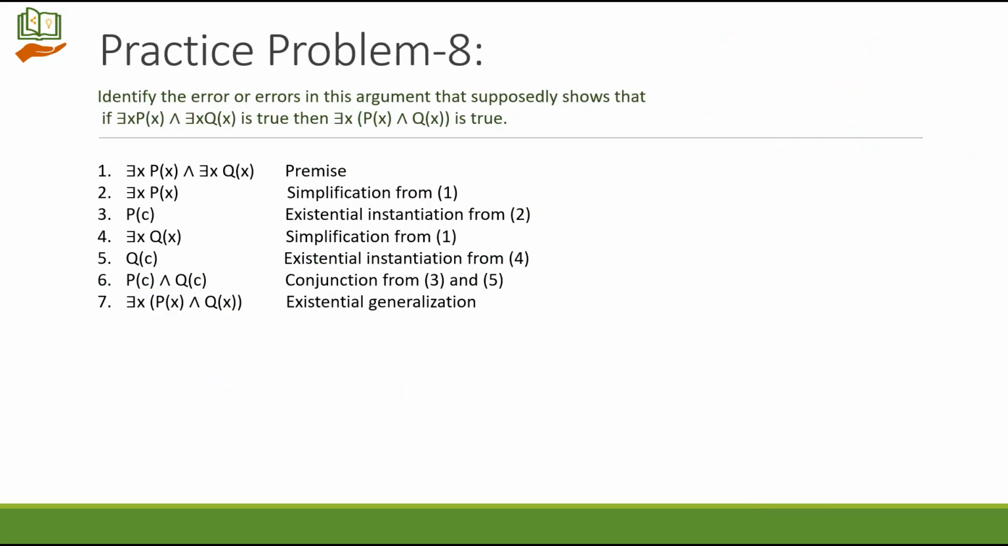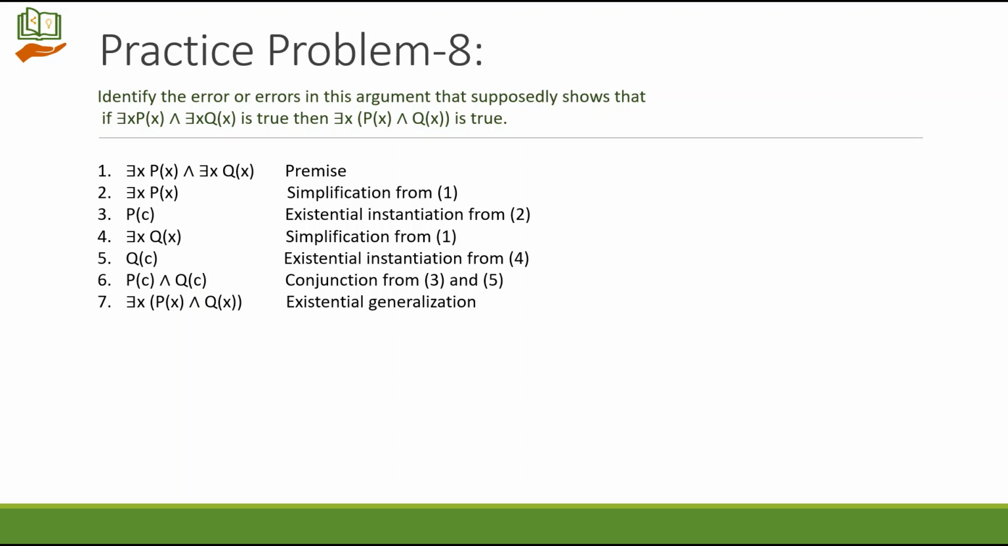Next problem. Identify the error or errors in this argument that supposedly shows that if the existential quantification of P of x and the existential quantification of Q of x are true, then the existential quantification of P of x and Q of x is true.